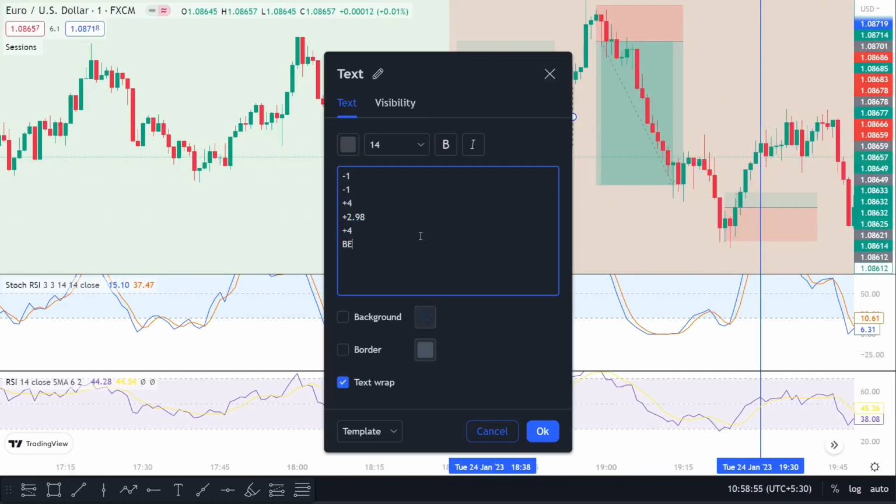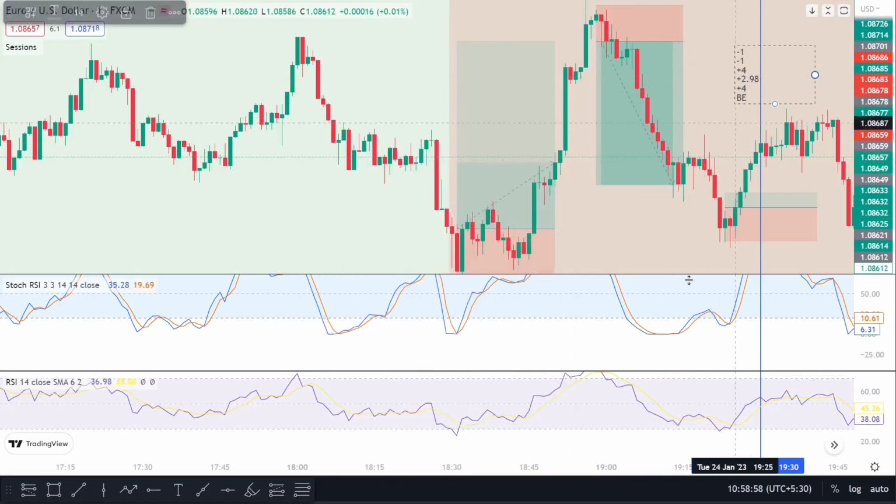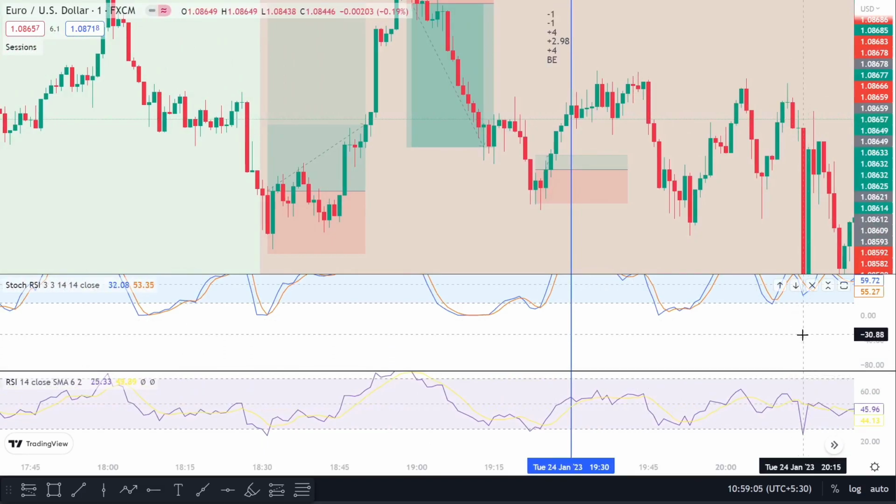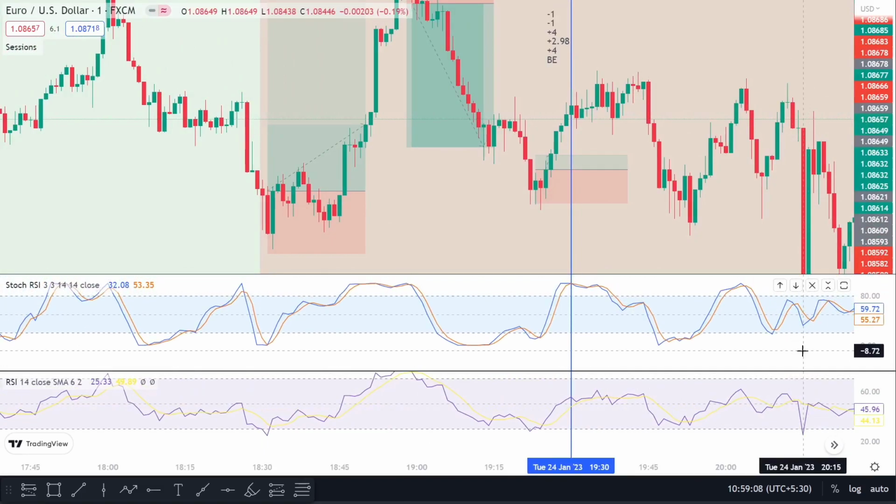Next trade is at break even. We are stopped out at break even right there, and then let's wait for the next setup. Okay, so the RSI got oversold right here, below 20, below 30, but the stochastic RSI is not oversold yet, right? So we will not take a trade right here.